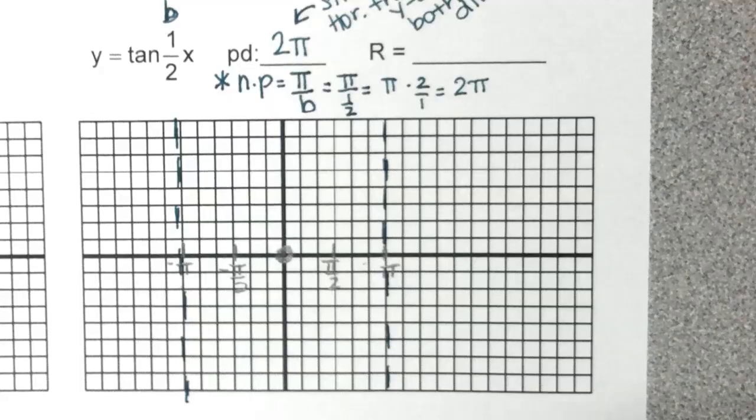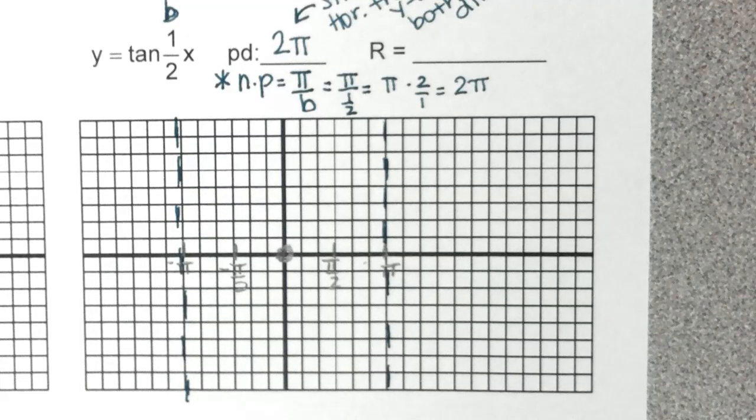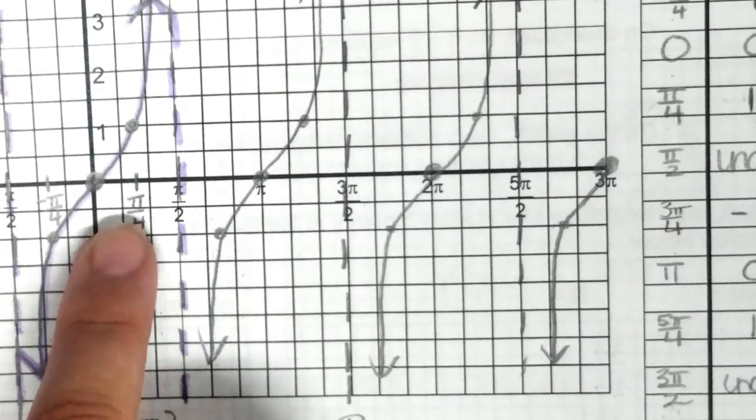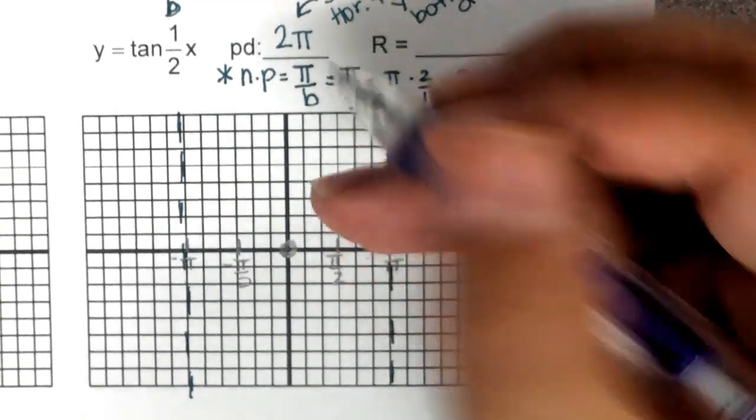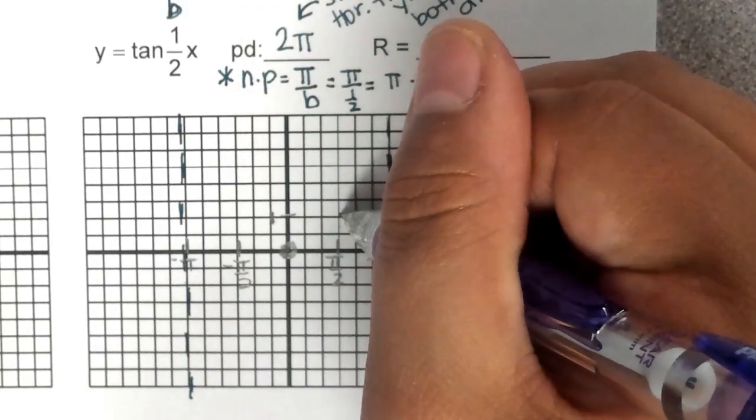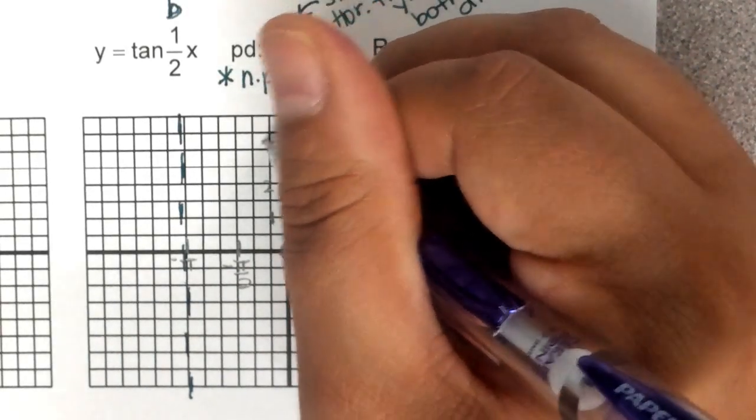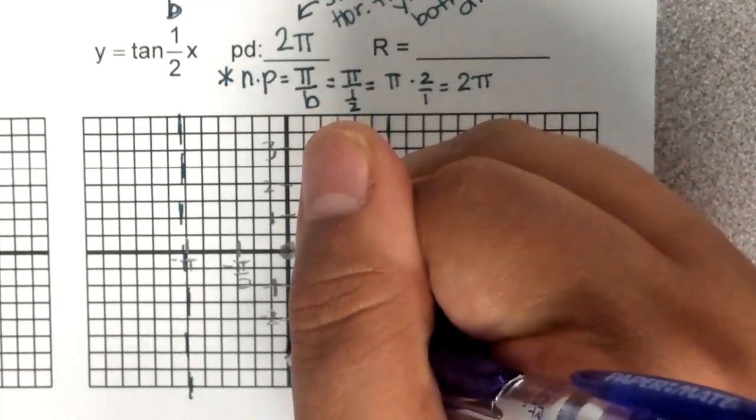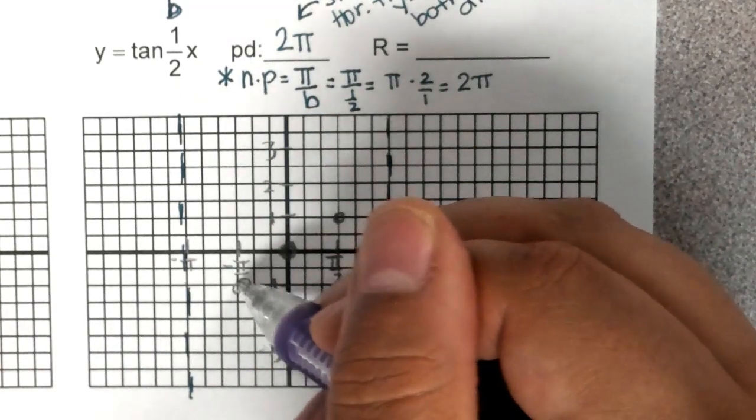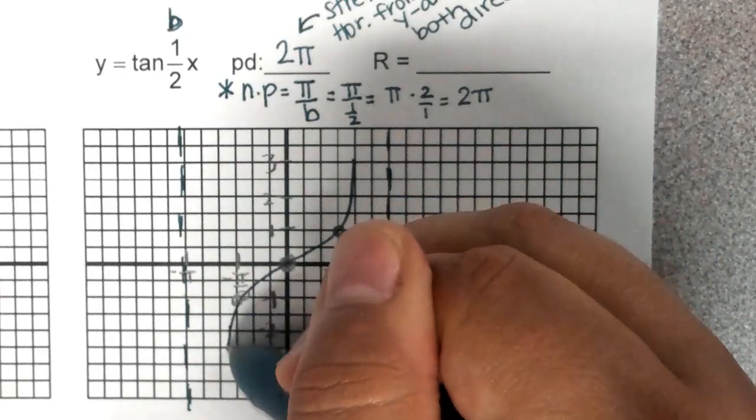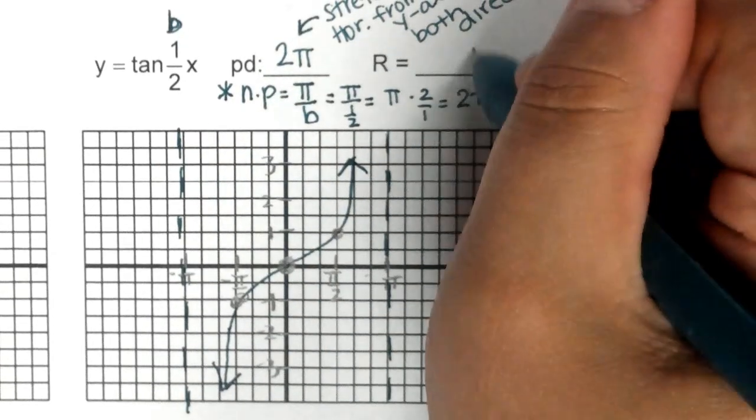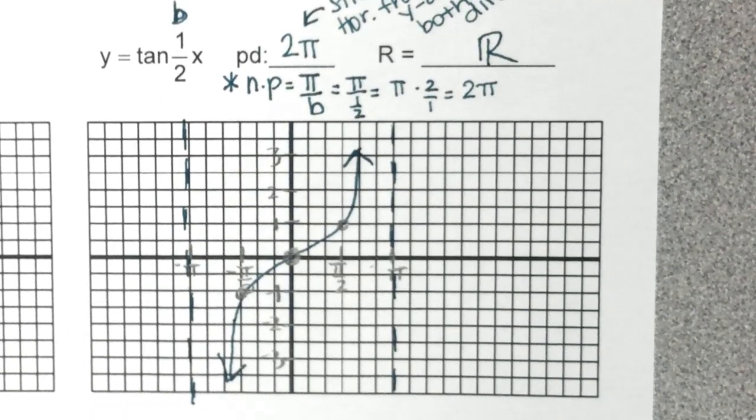And then remember, tangent, normally the parent function goes up to 1 at pi over 4. So my parent function normally at pi over 4 goes up to 1 because it's in between pi over 2 and 0. So this time it's going to go up to 1 at pi over 2. And it'll go down to negative 1 at negative pi over 2. And of course the range is all real numbers. And there you go.